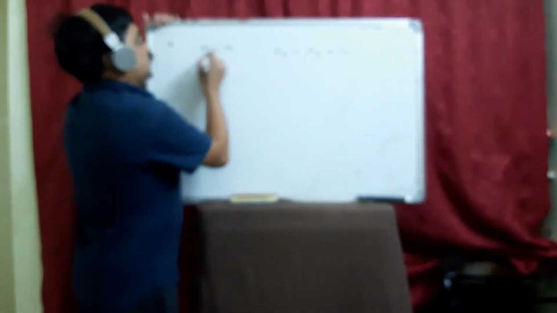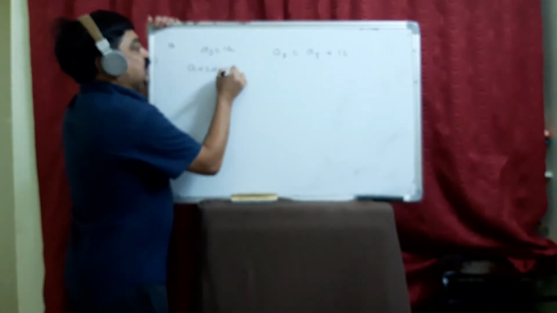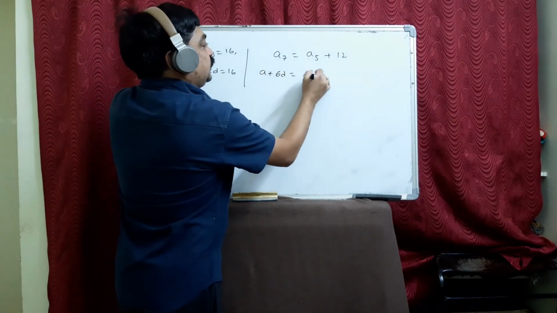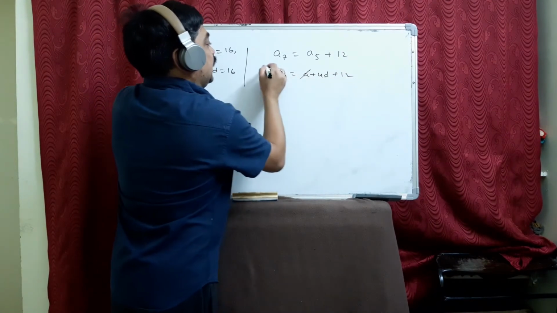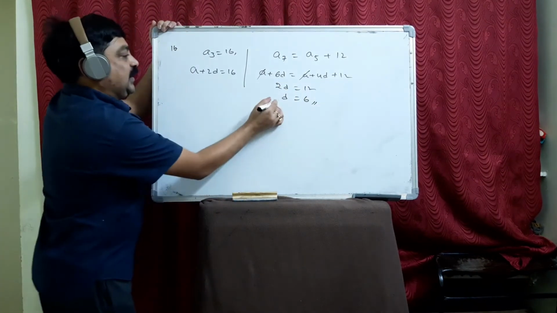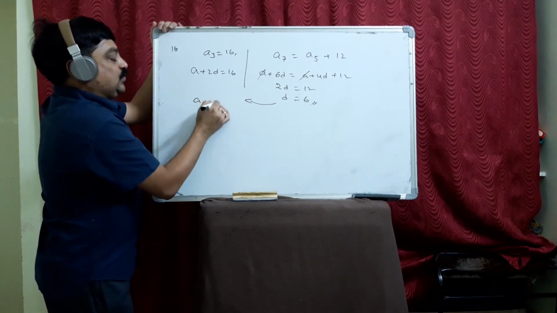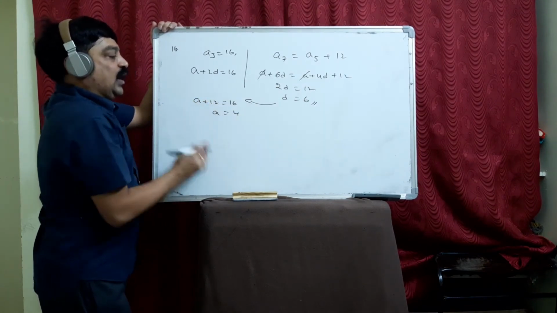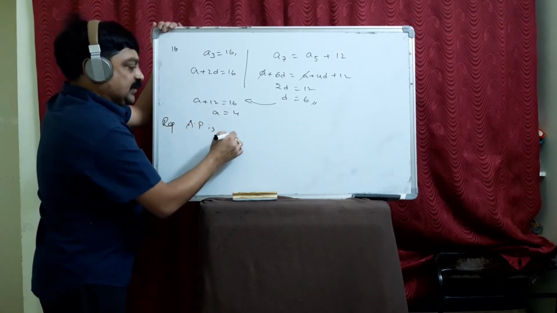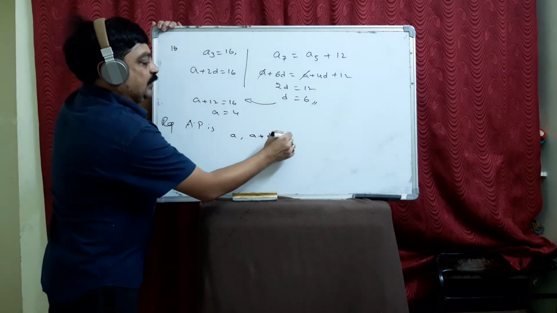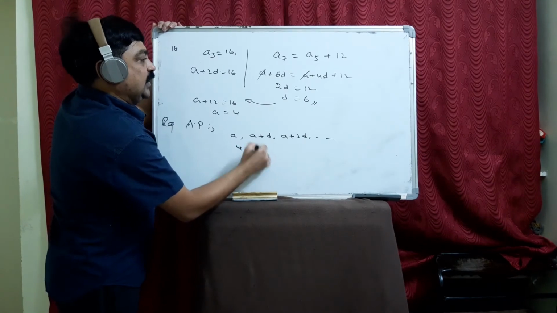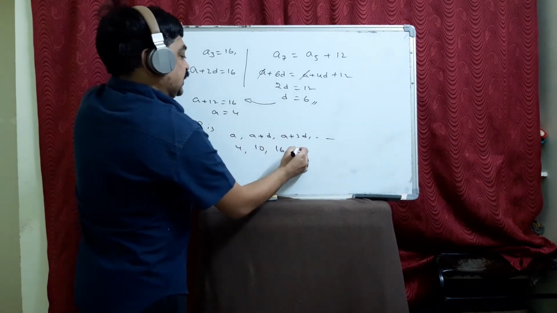Let us find. From A3, A plus 2D is 16. And here let us substitute the formula: A plus 6D minus A plus 4D is 12, we can cancel A. 2D is equal to 12, D equal to 6. Bring D here. So A plus 12 is 16, A is equal to 4. After getting A and D, what is the AP? The required AP is A, A plus D, A plus 2D, and so on. That means 4, 4 plus 6 is 10, 10 plus 6 is 16, 16 plus 6 is 22, like that.